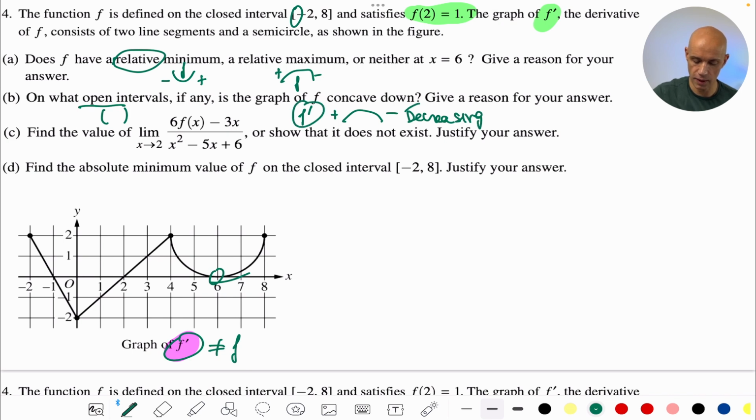The derivative is decreasing. So do you see any places where the derivative is decreasing? Yeah, here it is decreasing and here it is decreasing. So I mean here and here, right? So that's going to be the solution.